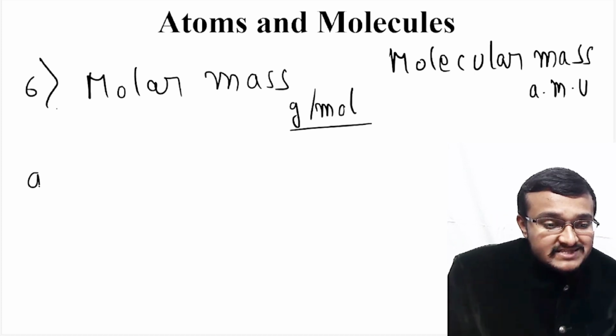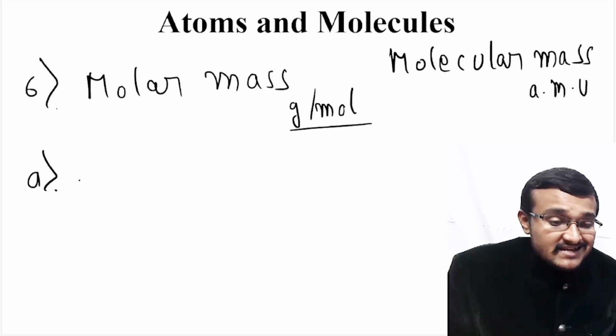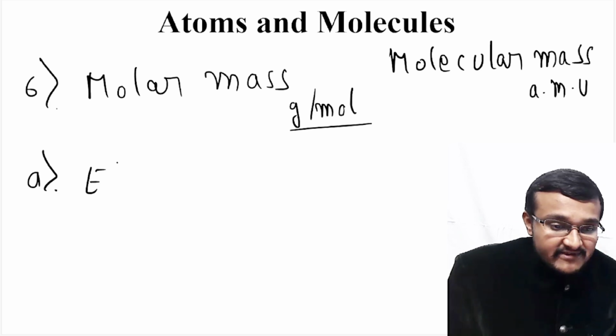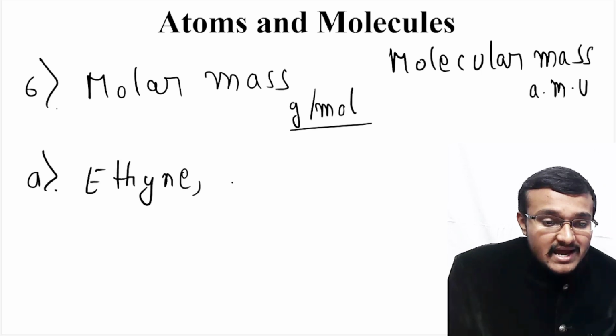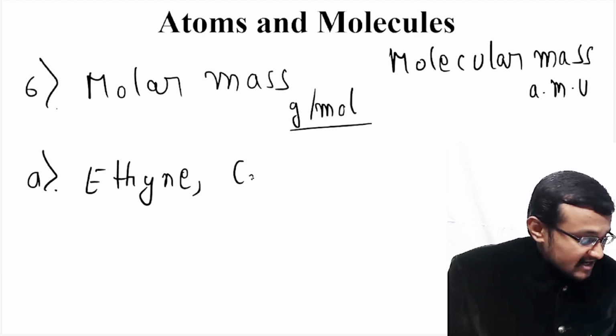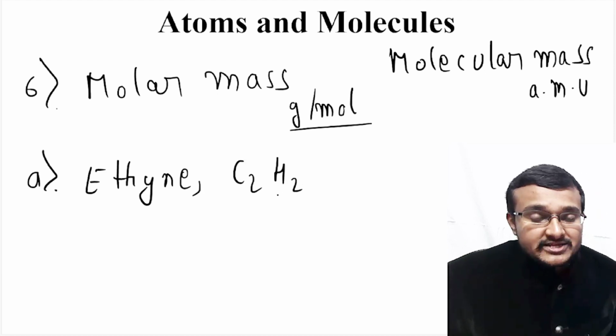So the first compound which they have given in the sixth question, that is in the A question, is ethane, and they have also given the chemical formula of ethane, that is C2H2.